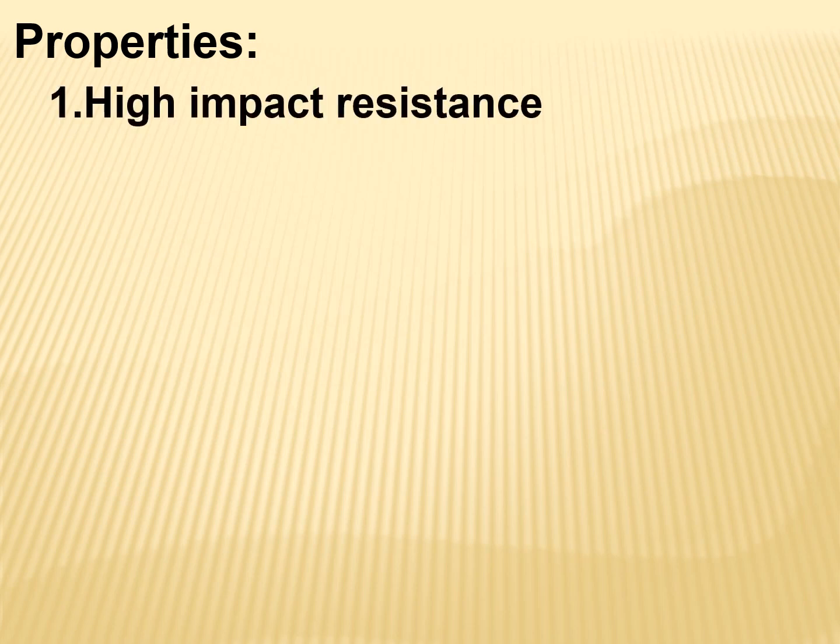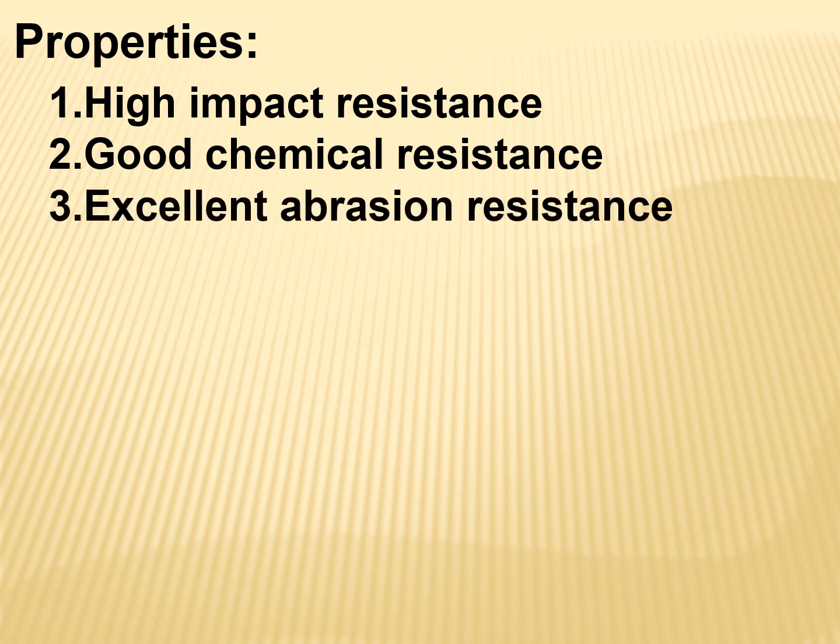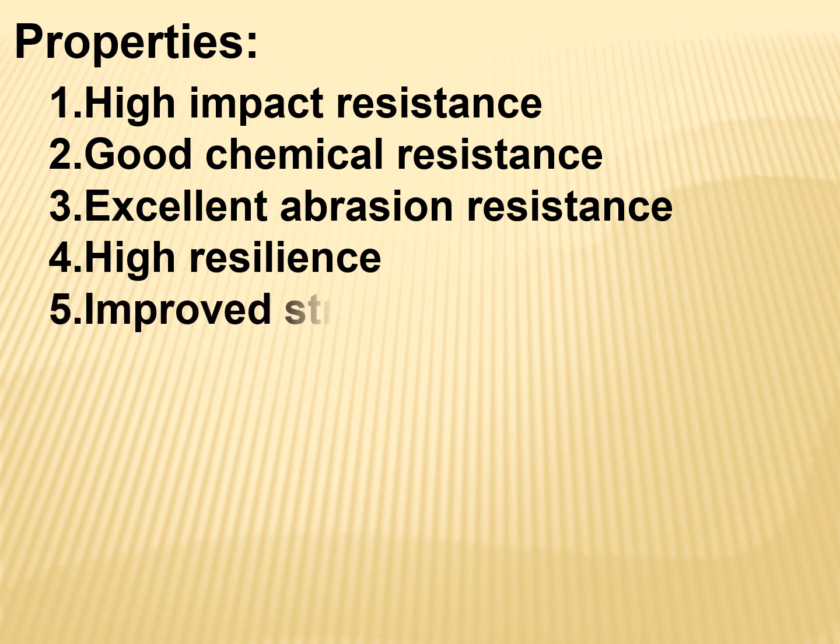What are the properties of this compound? Acrylonitrile butadiene styrene has high impact resistance. That is a very important property which gives a lot of applications. We will look at these applications. Good chemical resistance. It is chemically resistant. Then excellent abrasion resistance. High resilience. Resilience means these are elastic materials, so the percentage of elasticity is expressed as resilience. And improved strength. So these are the important properties of ABS copolymer.